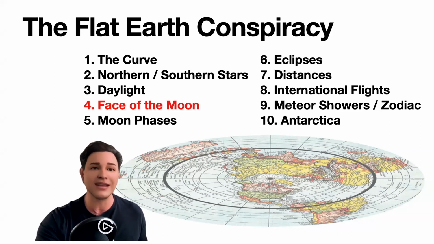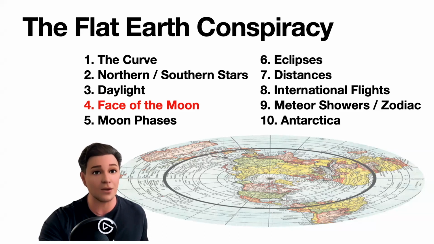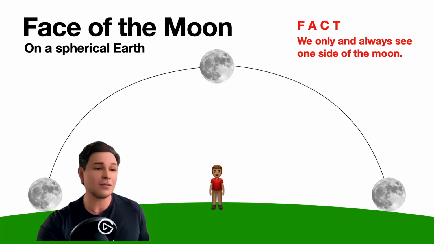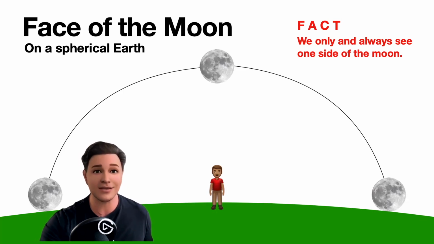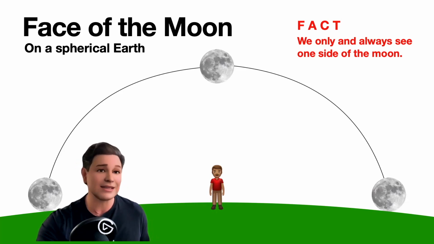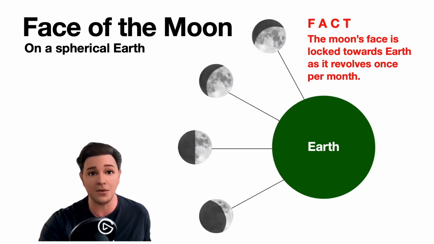We're going to use the face of the moon, what we see with our own eyes, to disprove flat Earth. Now, when we're standing on our spherical Earth, whether the moon is on the eastern horizon, directly overhead, or the western horizon, as it passes by each day, we see one face of the moon. We never see the backside of the moon. We always see one side of the moon. You can't argue that because you see it with your own eyes.